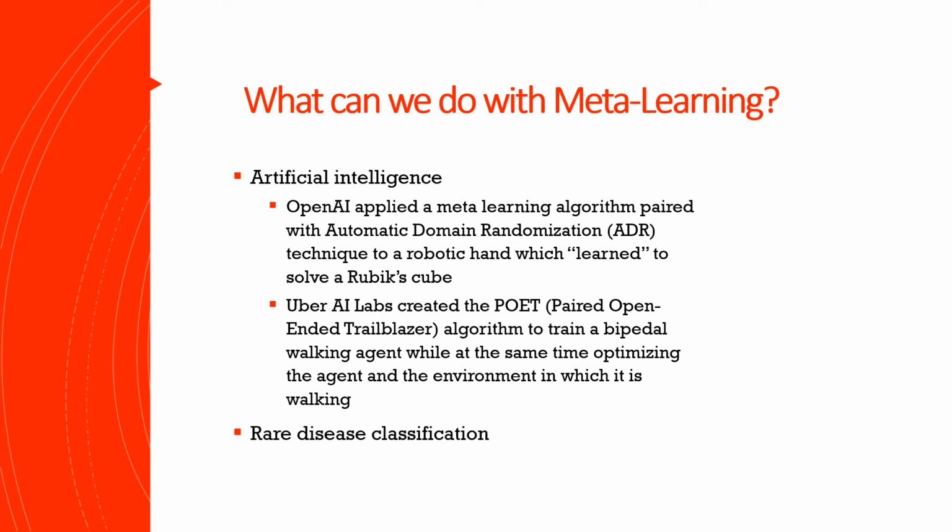Another company called Uber AI Labs created their own algorithm called the POET algorithm. Now what this does is it takes a bipedal walking agent that is walking along a path. It might be flat, it might be hills, but what makes this algorithm interesting is it's not being fed outside data from us that it's learning on. It's actually changing itself and learning from itself. Another application could be for rare disease classification. Obviously, there's only so many cases of certain diseases around the world, so this would be an interesting application.